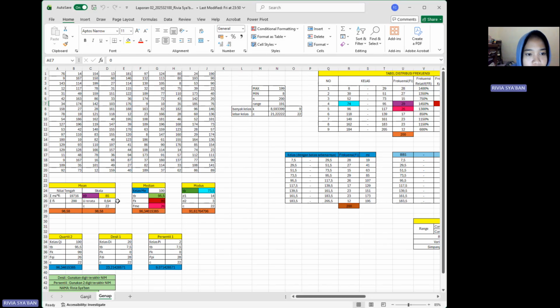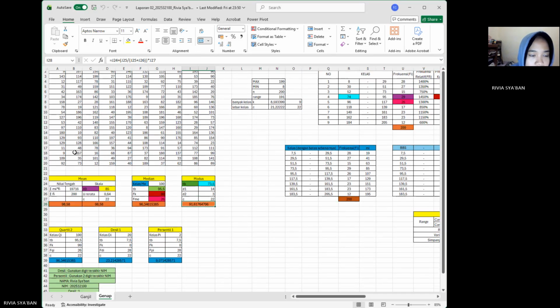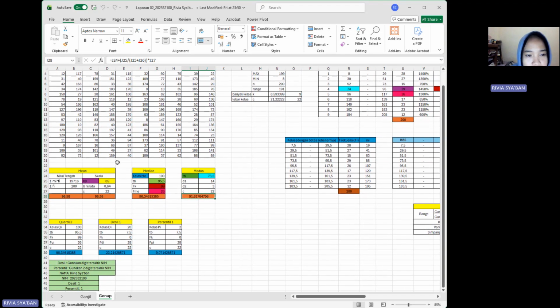For the median and mode, we use formulas based on the lower boundary of the class. The median is 96.35, and the mode is 91.62. Since they are close to each other, our data is quite well centered.